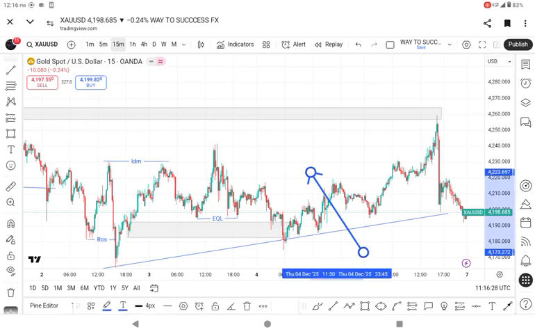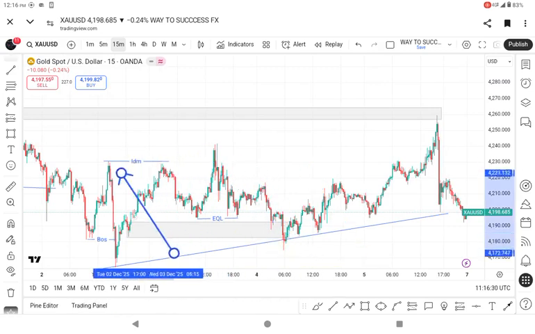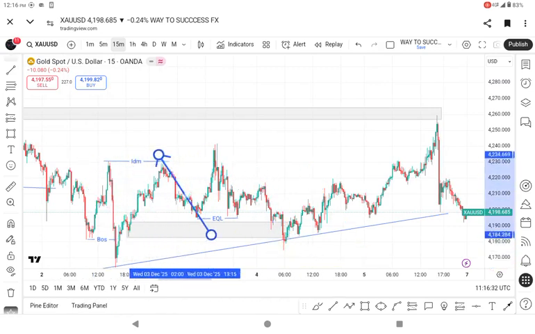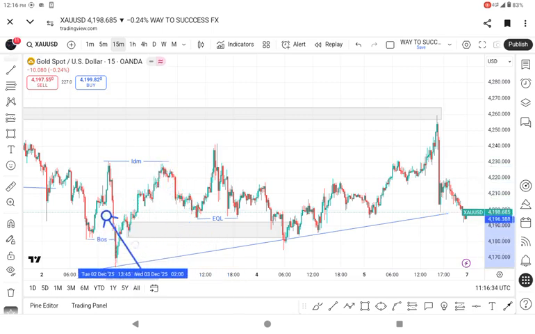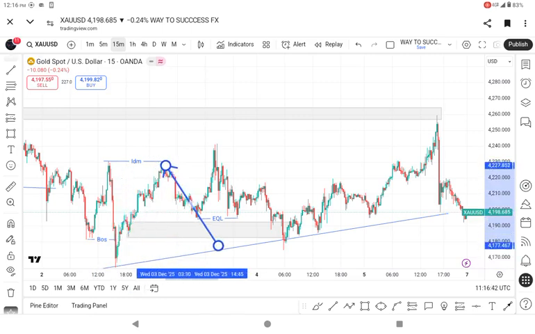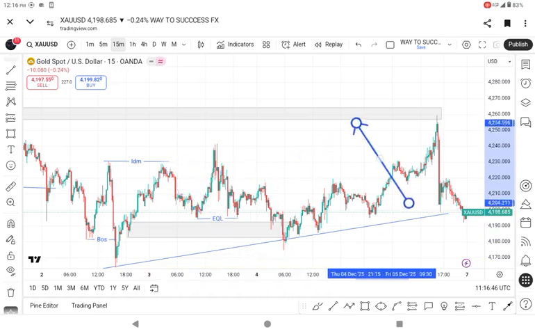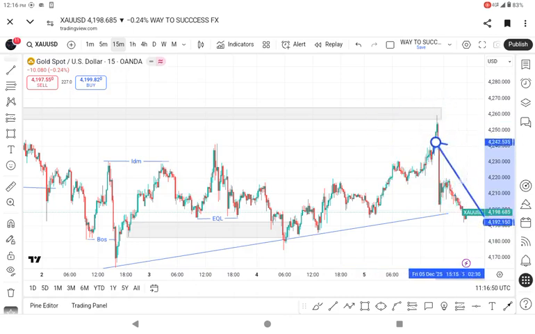So this level now acts as my inducement, and I've already explained why, due to the fact that there is no other internal swing or internal structure here that price can use as inducement. This level now stands as my inducement. So that is why when price takes this, I mark this box as my POI. So immediately price tapped there, you can see there is a strong confirmation for sell.